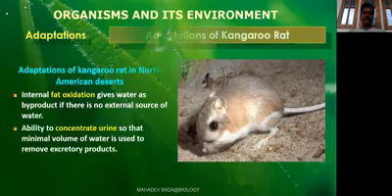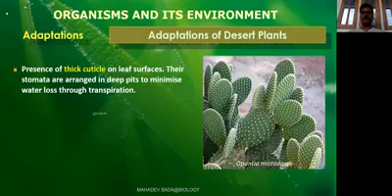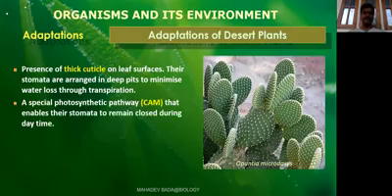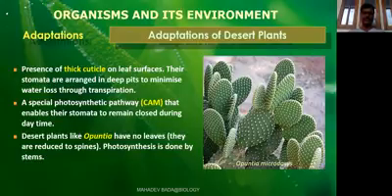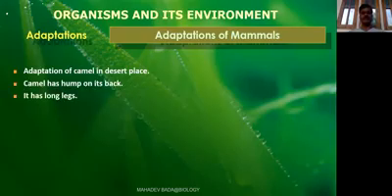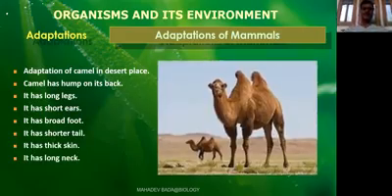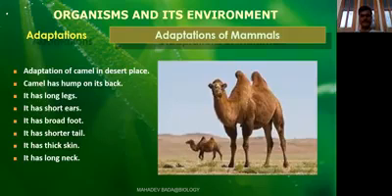And the second example that we have studied is the cactus, how the cactus is able to survive in the desert place. Today we are going to study one of the mammals that survive in the desert place. What makes this animal survive in the desert? One example that we are going to study is the camel.